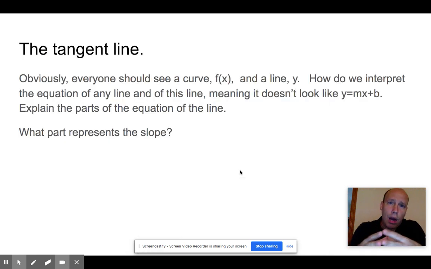The tangent line. You should see a curve f of x, y. I want you to tell me what's going on with the line. What's the equation of the line from the Desmos code, and why it doesn't look like y equals mx plus b. I want you to explain the parts of the line, and then explain what represents the slope. Every line has to have a slope in there. What part of the code represents the slope? Once again, you're going to pause and answer this question.